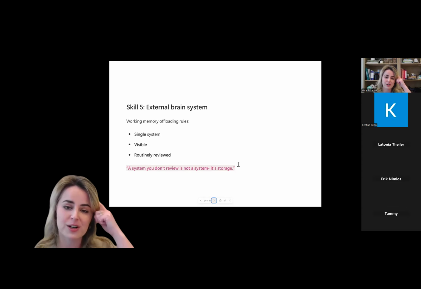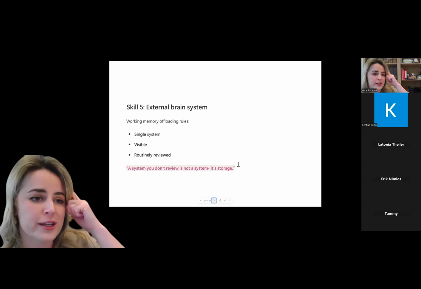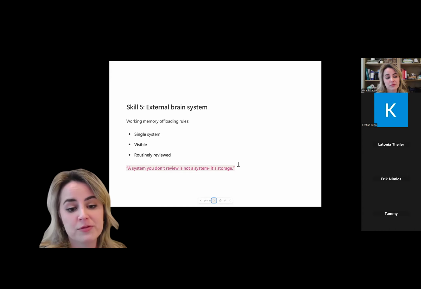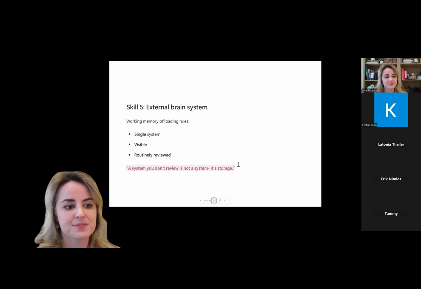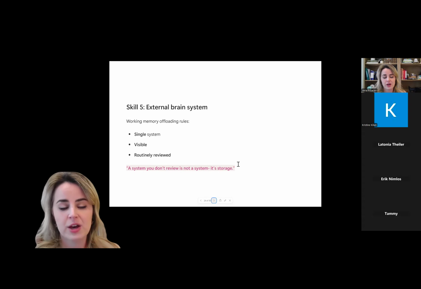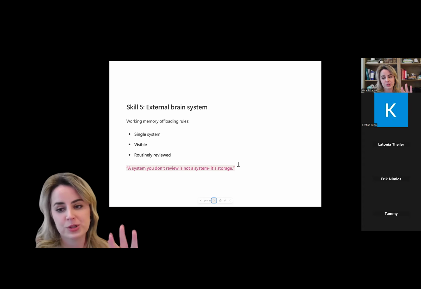You still have all of your knowledge and all of your to-do lists and worries, they're still there. So where do we offload our clutter? Where does it go? So a good working memory or external brain system will be one single system. It will be visible and it will be routinely reviewed. Those are the top 3 rules, right?